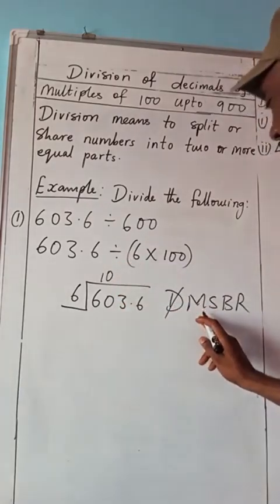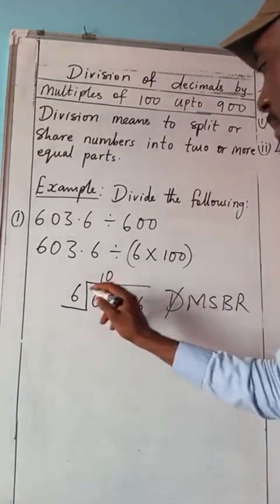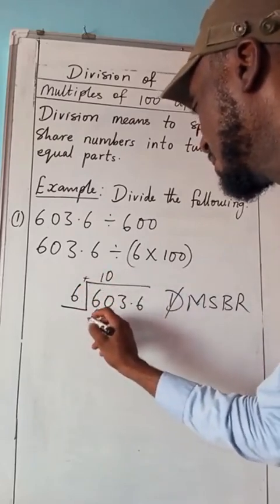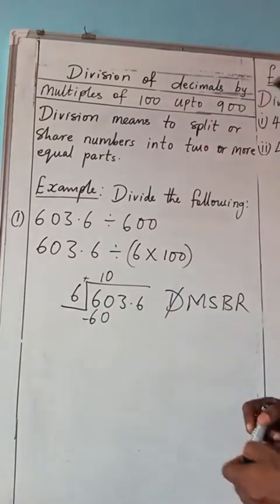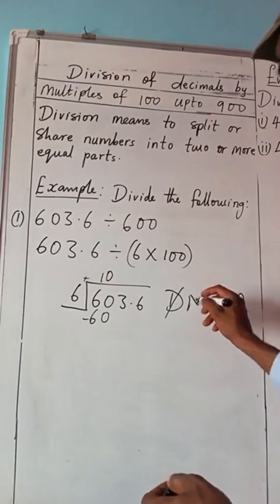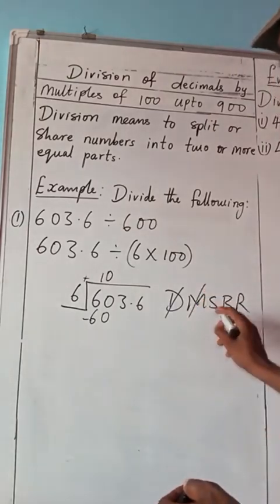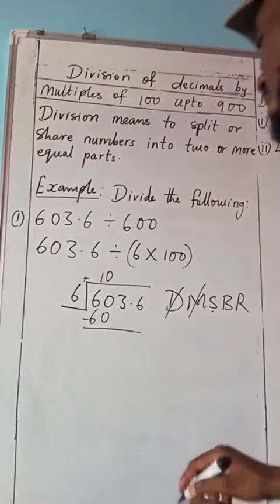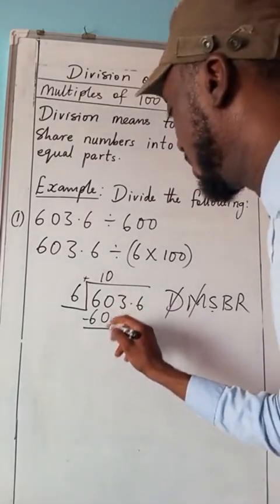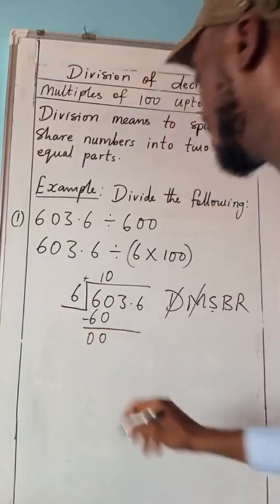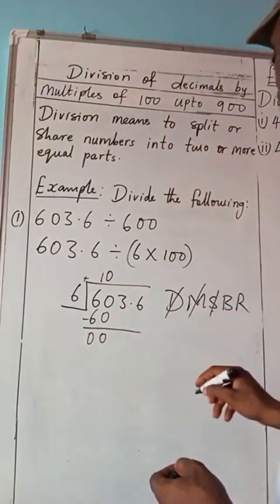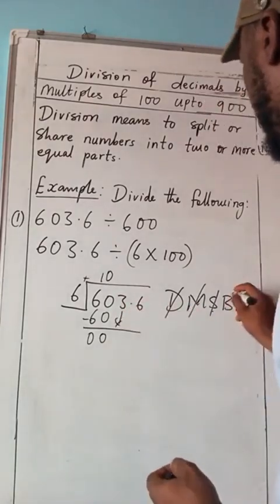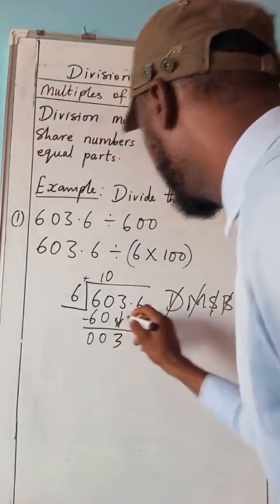Next in line is multiplication. Then 10 times 6, 10 times 6 will give us 60. Now we've multiplied. You cancel the multiplication. The next in line is subtraction. We've put our subtraction sign. So we have 0 minus 0 is 0, 6 minus 6 is 0. We've subtracted. Now the next one to do is to bring down. Now we'll bring down 3.